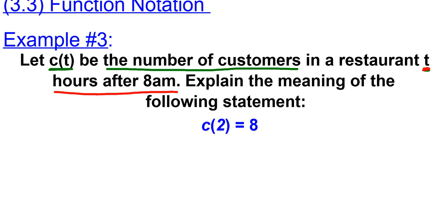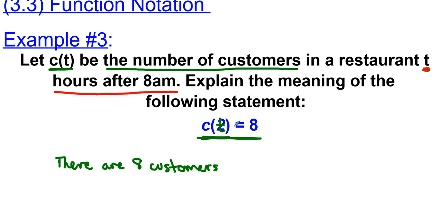So when I look at C of t, C of something, just ignore this 2 for a second, C of something equals 8. Well, C of t is the number of customers, so C of t is 8. So it tells me there are 8 customers. That's the first part. C of something equals 8. C of something is the number of customers, and it equals 8, so there are 8 customers.